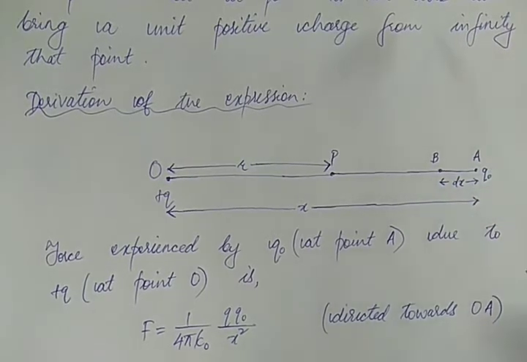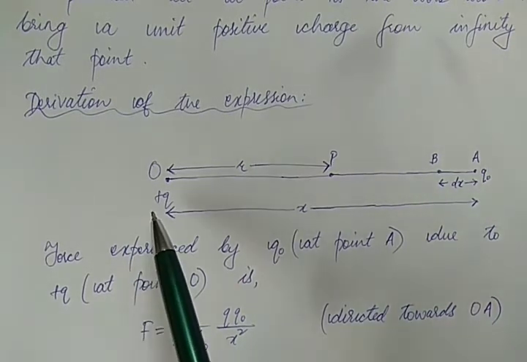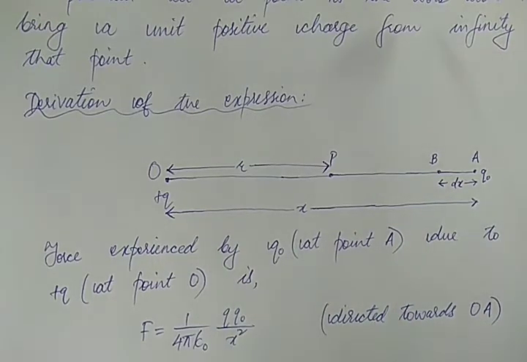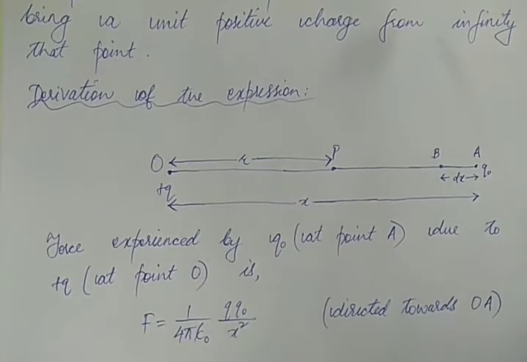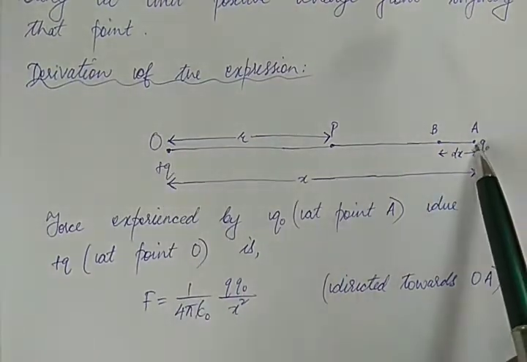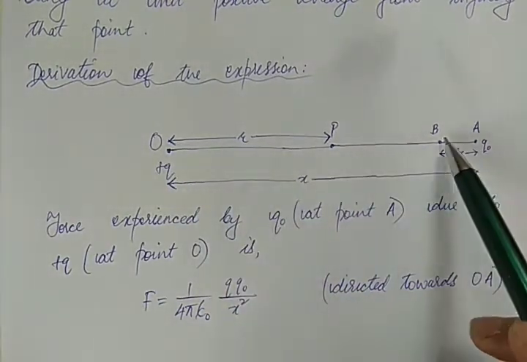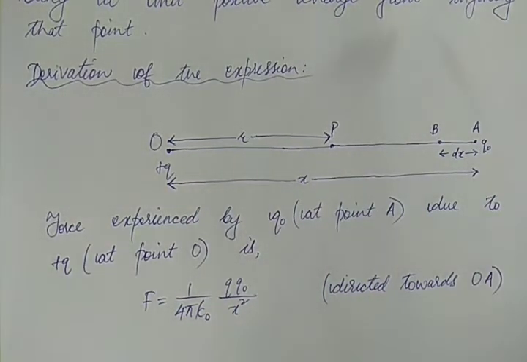dx is a very small distance, and this Q naught is also being repelled by plus Q, remember, because both are positive charges, like charges. So the force experienced by Q naught at point A due to plus Q, due to this charge at point O, is this much according to Coulomb's law: 1 by 4 pi epsilon naught, Q Q naught by x squared. And this is directed along OA, because Q naught is being repelled by plus Q, or along BA also, you can see. So this is the force of repulsion that Q naught is experiencing at point A.